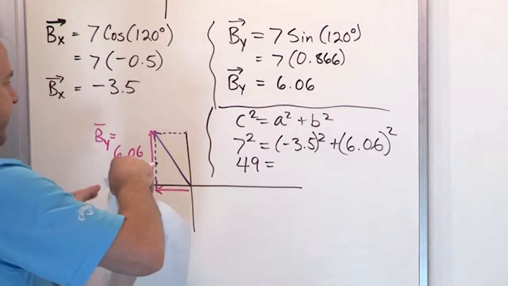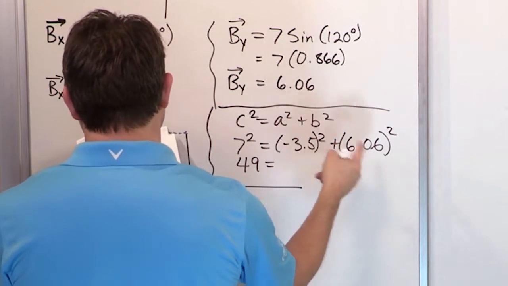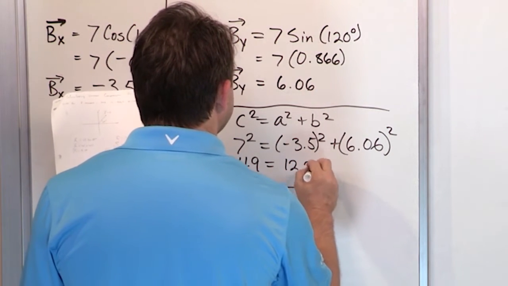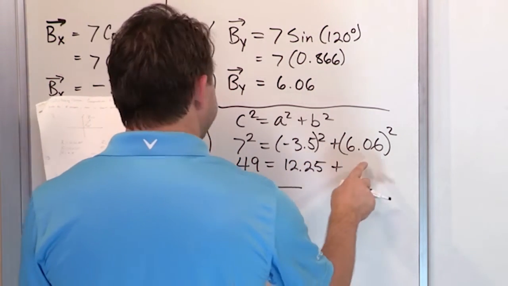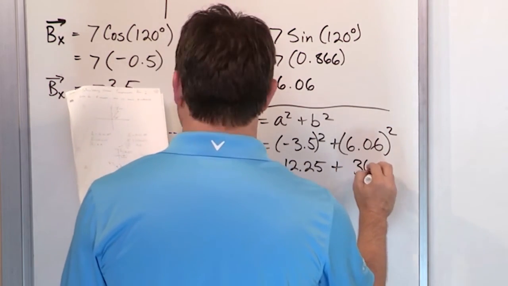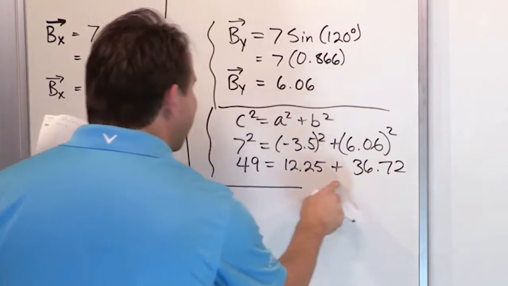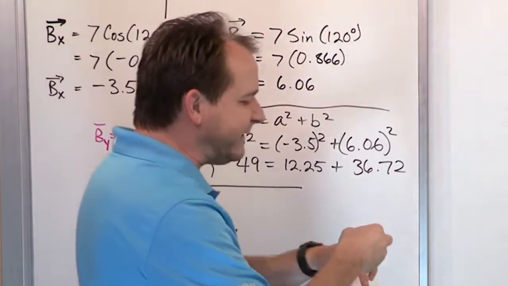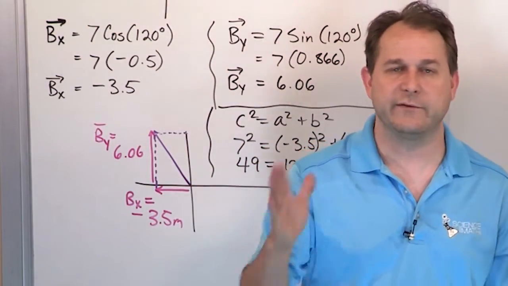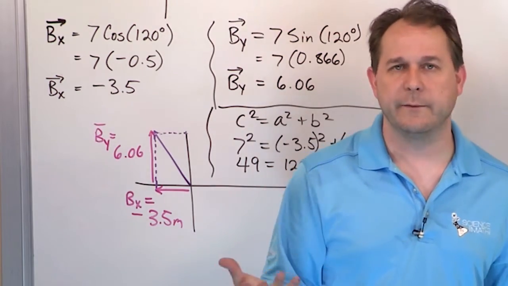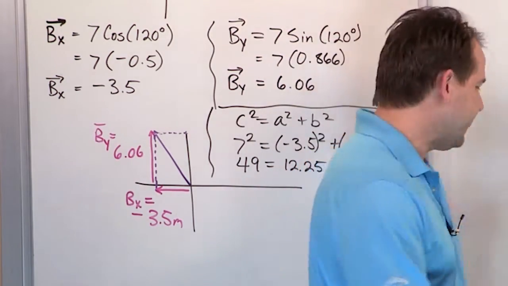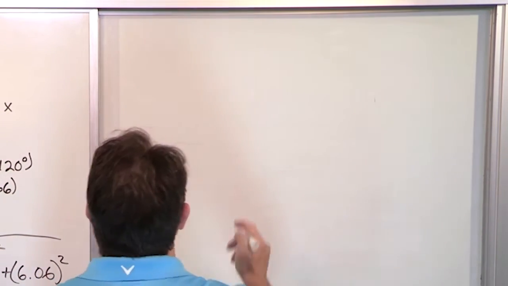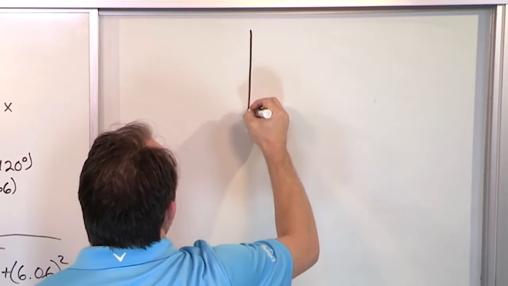What you'll get over here, when you square negative 3.5 times negative 3.5, is 12.25. And then this guy right here will be 36.72. When you add these two together, you also get 49. So the Pythagorean theorem is verified. So anytime you find vector components, you should always get the sides of a triangle, which are going to obey the Pythagorean theorem. It's a good check if you want to check yourself. All right, the next thing is we have an axis like this.